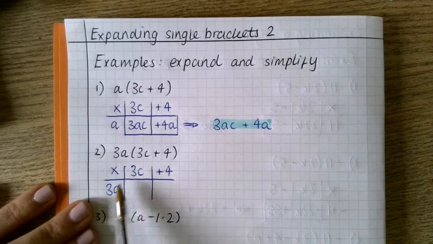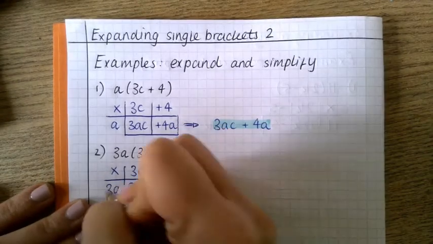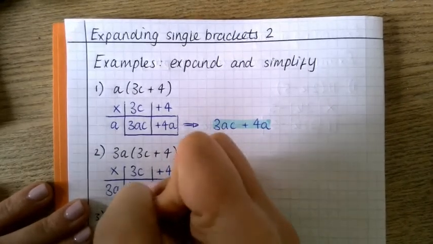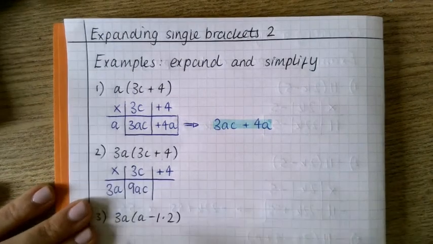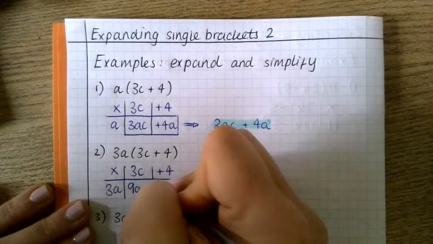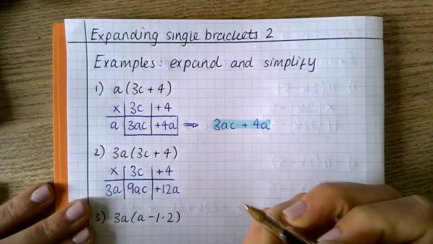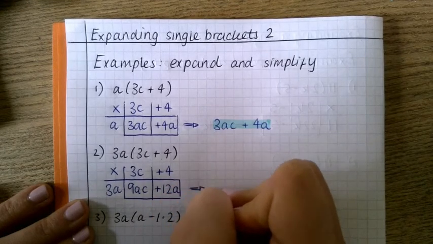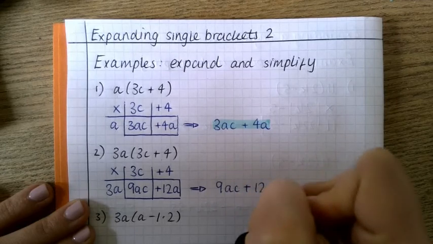So when I do 3a multiplied by 3c, I'm going to get 9, because 3 times 3 is 9, and then I'm going to get ac. And when I do 3a multiplied by 4, positive 4, I'm going to get positive 12a. So the numbers you just multiply as normal. And then to get our answer, we'll add up whatever's in the grid. So 9ac plus 12a.